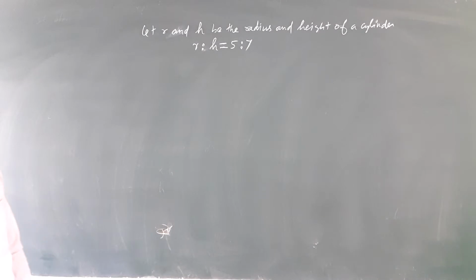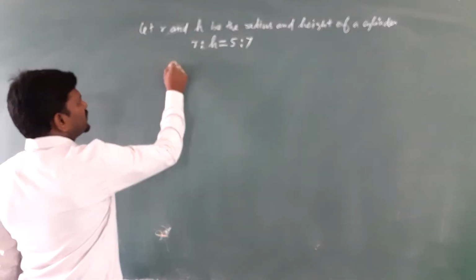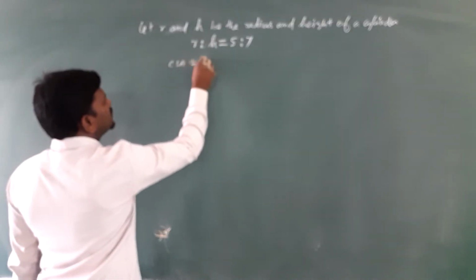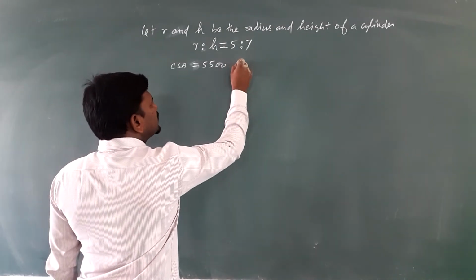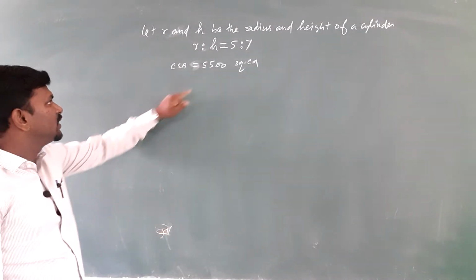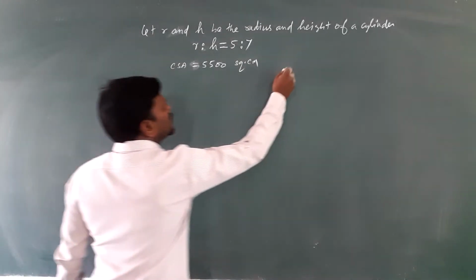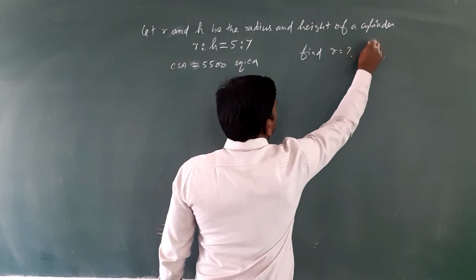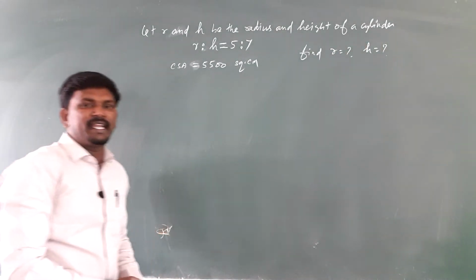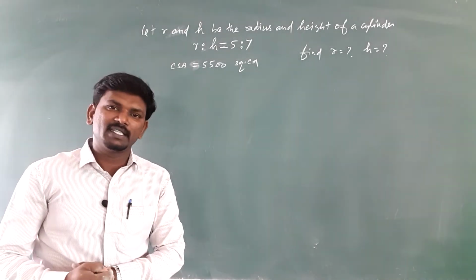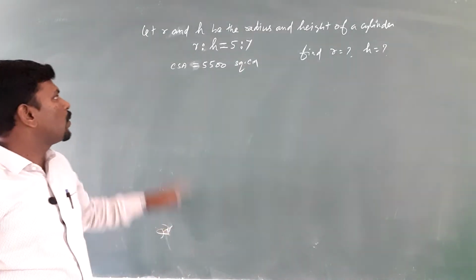Then another data is given: its CSA is equal to 5500 square centimeter, or whatever unit we can take. Find R and H, that is, find the radius and height of the cylinder. This is the question given in your textbook in exercise 7.1.